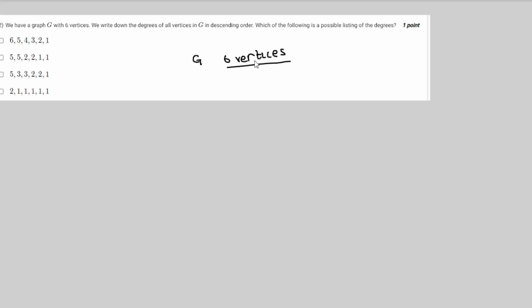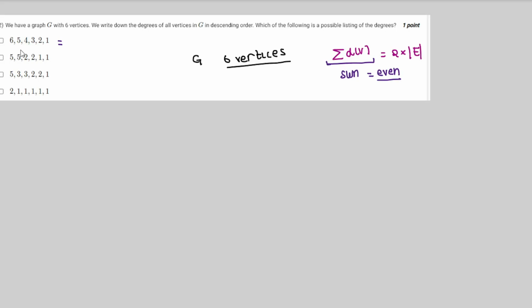Before solving this particular problem we know the summation of degrees of all the vertices is equal to 2 times the number of edges. That means the summation of degrees will always be an even number. Okay, so now moving to the options.